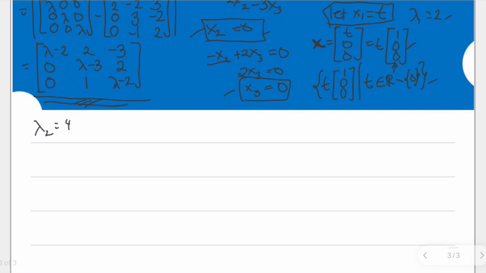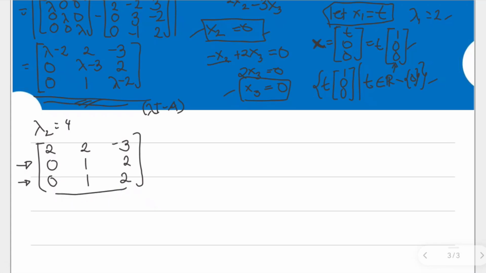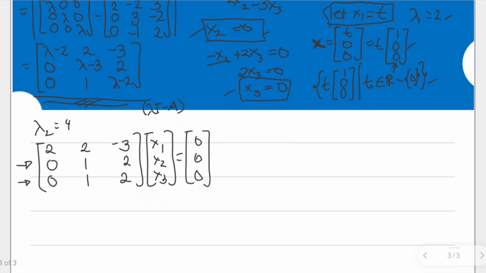This was the same expression earlier of your lambda I minus A. So substituting 4 there, you will have 4 minus 2 is 2, negative 3, 0, 4 minus 3 is 1, you have 2, 0, 1, 4 minus 2 is also 2. Notice here that we have two rows of the same entries. So in previous analysis before, we can actually treat this as an entire row of 0. But of course, let's just simply continue. x sub 1, x sub 2, and x sub 3 here, equal to 0, 0, and 0.